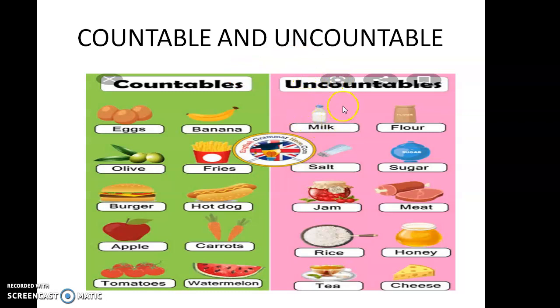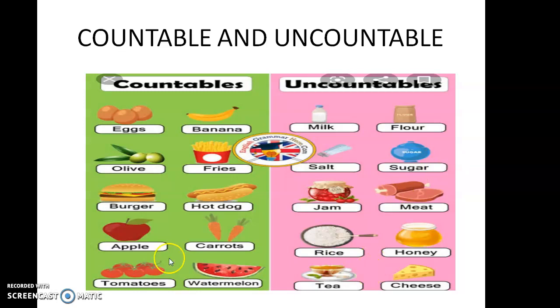But milk, you can't count it. You can only measure, okay, 1 liter or 1 kg. Same as sugar. You can't count it. You just can't count the crystals of sugar. What you have to do? You have to just weigh it by 1 kg and so on. So these are the differences between countable and uncountable nouns.